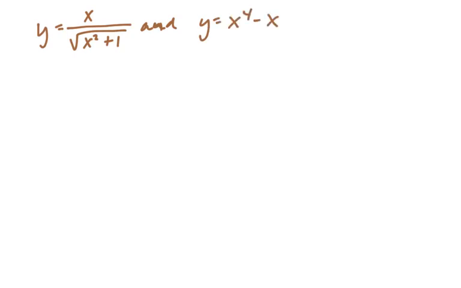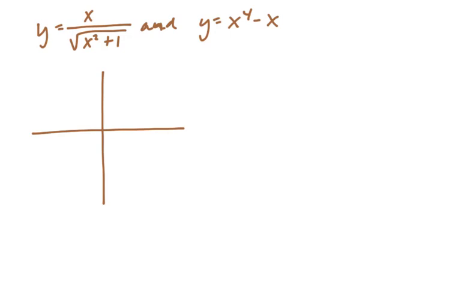Okay, let's look at another one. This problem says y equals x over the square root of x squared plus 1. And your second equation is y equals x to the 4th minus x. So I would get a graphing calculator because I am not interested in actually plotting points and graphing this. I just need an idea what it looks like.